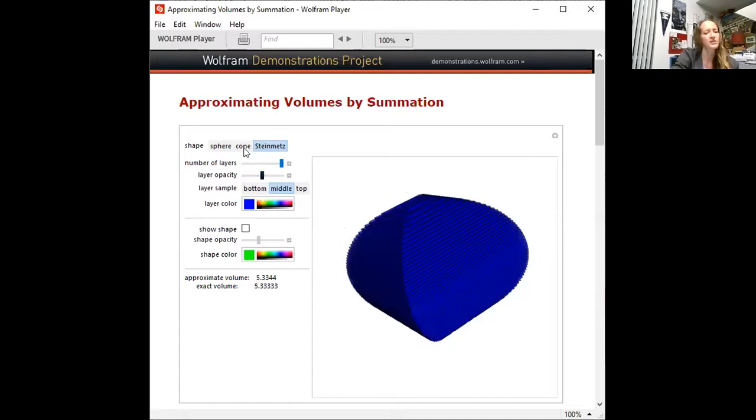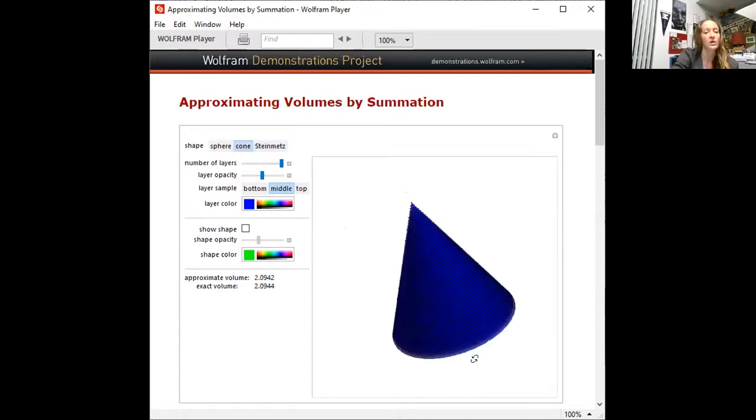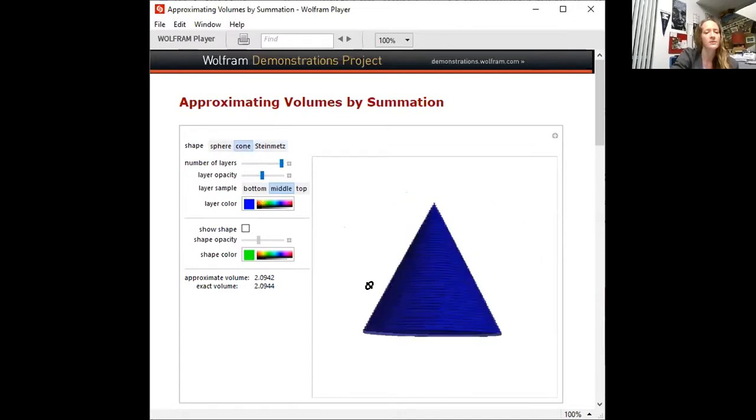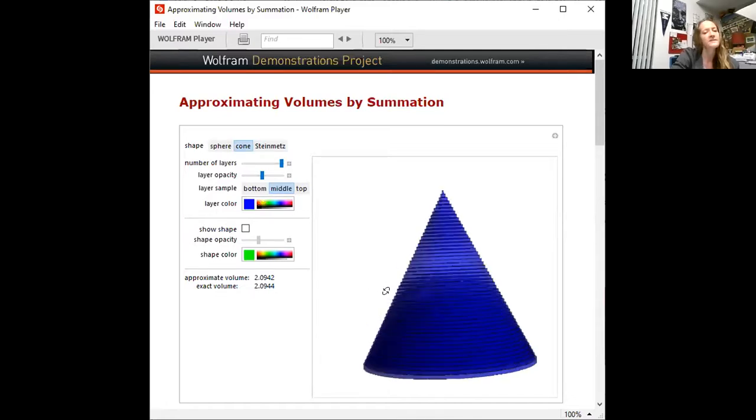It might be a little bit easier if I use a cone because a cone is something that you guys know what it's supposed to look like. But still jagged edges, right? But the more layers you fit in, the closer you're going to get to the actual volume if that was smooth.